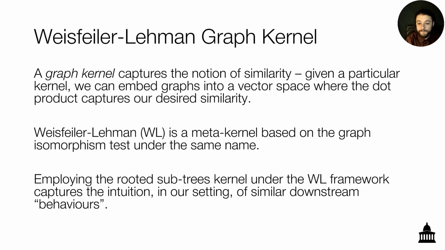for similarity. A graph kernel enables a notion of similarity over graph data. Pragmatically, we can cluster our graph data into a vector space where the dot product captures precisely our kernel's notion of similarity. Under these tools, the Weisfeiler-Lehman graph kernel is a meta-kernel derived from the graph isomorphism test under the same name. The core idea is to compute the kernel of graphs, where the labels get message passed and aggregated at each iteration. Given this framework, we use the rooted subtree graph kernel. Intuitively, this counts the number of downstream code behaviors, or subtrees in our δ-NFGs, that match across our k-hop neighborhoods.